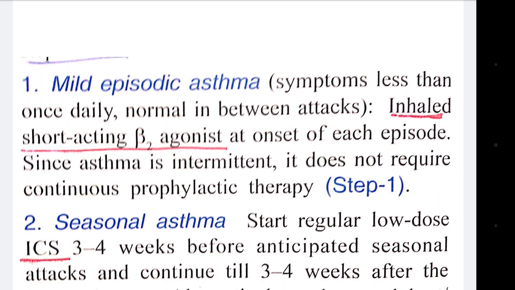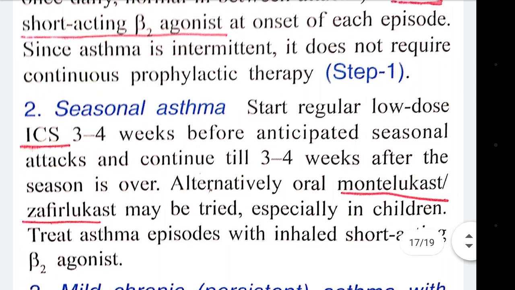Next, what we are going to see is the treatment of asthma. So there are different degrees of asthma. How do you treat them? When a patient is having a mild episode of asthma, that is, symptoms less than once daily, what do you give? You give inhaled short acting beta 2 agonist. That is enough.